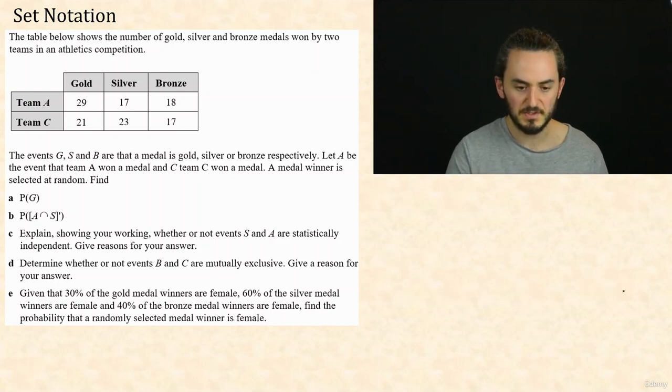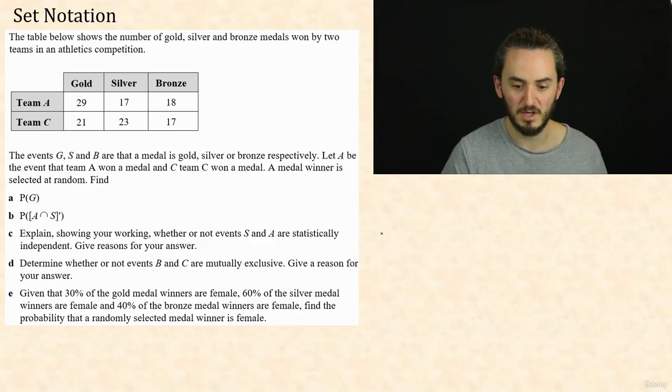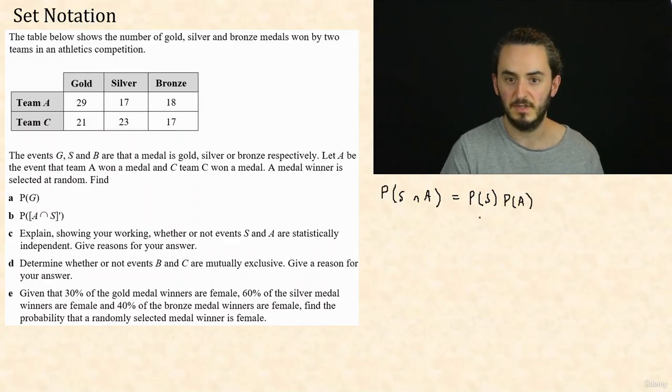Okay, a bit more space. Explain, showing your working, whether or not events S and A are statistically independent. So there's a little reminder of stuff from last year. So remember that two events are independent if the probability of S and A is the same as the probability of S multiplied by the probability of A. That is the test for independence. So what's the left-hand side?